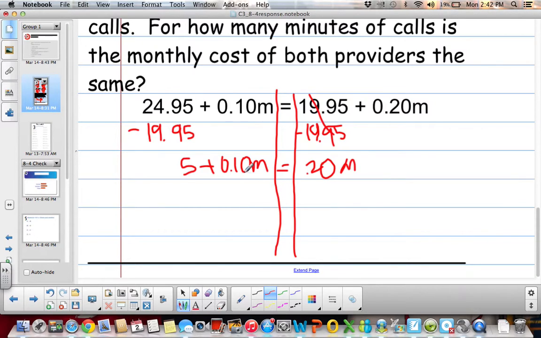Okay, so now we're going to subtract our 10 cents per minute. And I'm sorry, before I got rid of my variable first, but this time I got rid of the number. It doesn't matter the order that you go. So we're going to subtract because we want to get our variable over to this side. So we're going to subtract 10 cents or 0.10 m from each side.